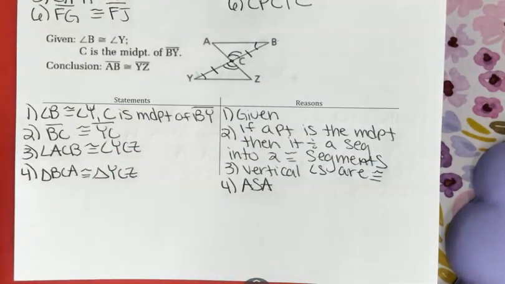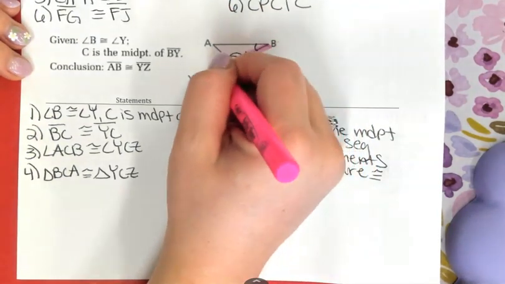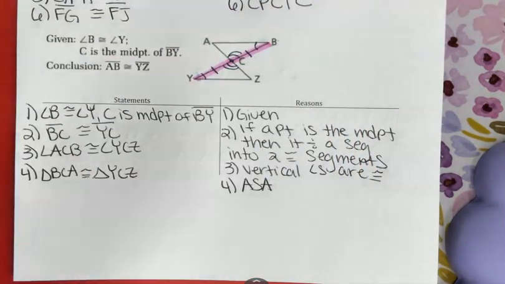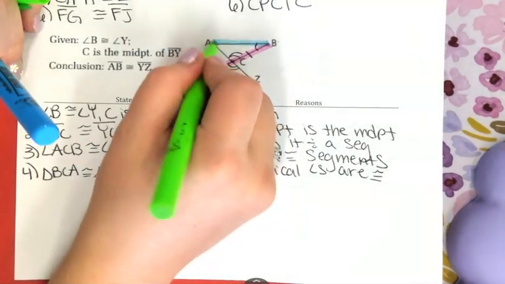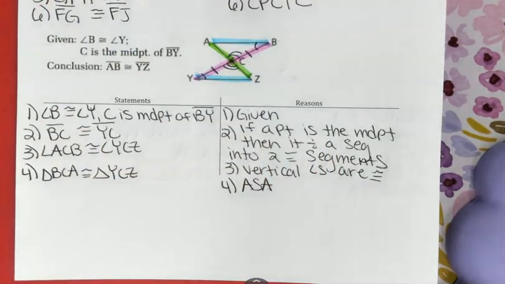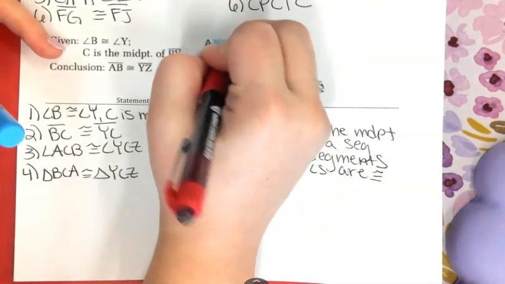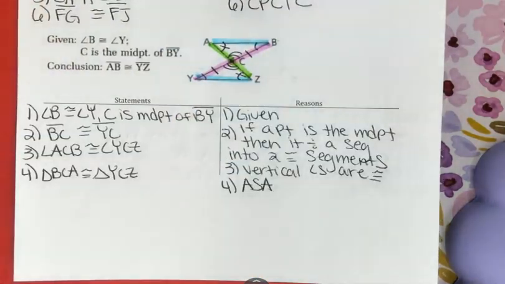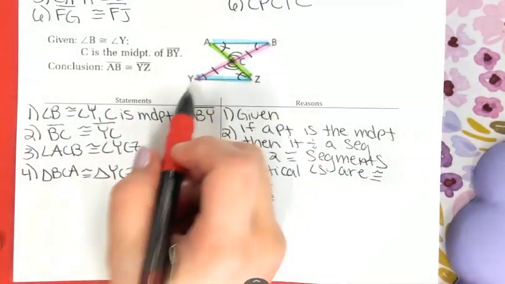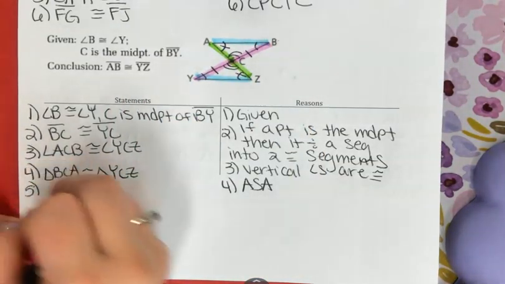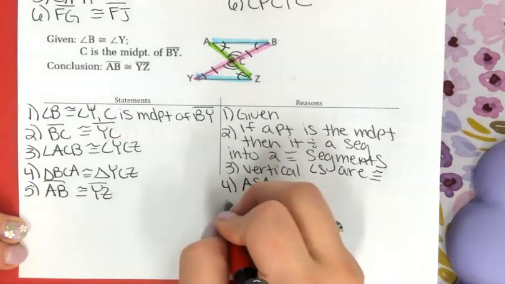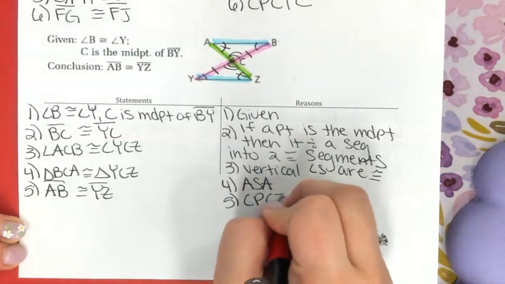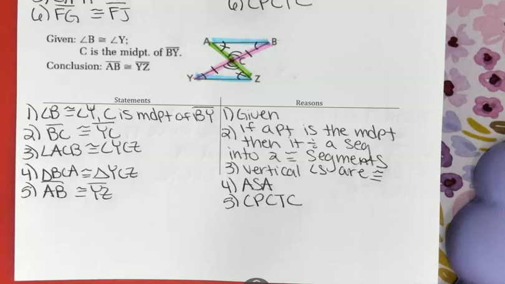And then I can label all of my corresponding pieces. These obviously have matching tick marks already. I know BA corresponds to ZY. AC corresponds to CZ. And then my third pair of angles are also congruent. So when the proof wants me to show that AB is congruent to YZ, I know that they correspond because they have matching colors. So I've got my corresponding parts of congruent triangles are congruent. And that concludes our CPCTC notes.